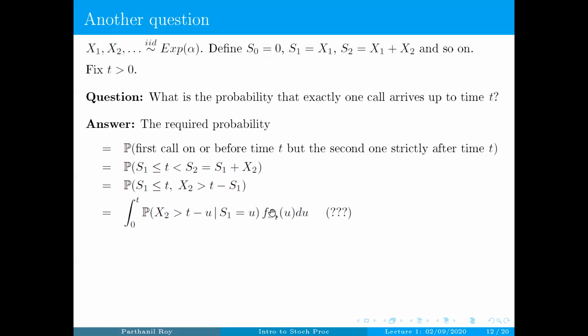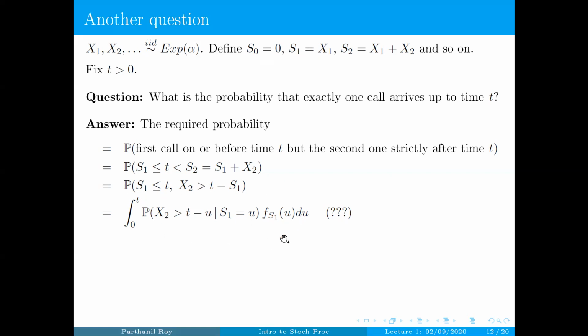And then we have to integrate only from 0 to T because S1 is less than or equal to T. That's the idea of this integral. We fix S1 at being very close to U. Conditional on that, we calculate this probability of X2 bigger than T minus S1, but now it's becoming X2 bigger than T minus U because S1 is very close to U. This is the conditional probability. We have to multiply with the marginal of S1 and integrate on the interval 0 to T.